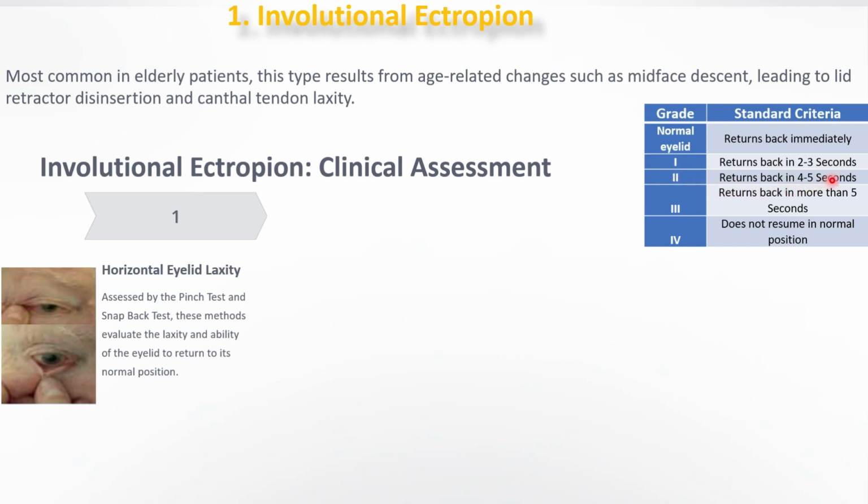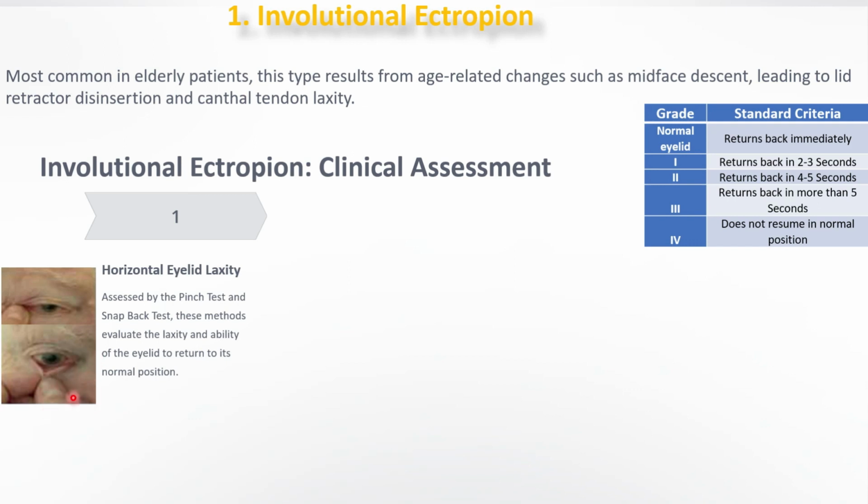When it returns back in 4 to 5 seconds, it will come in grade 2. When it returns back in more than 5 seconds, it comes in grade 3. And if the eyelid does not resume in normal position, that comes in grade number 4. So friends, the snapback test is a technique that can be used to grade the lower lid laxity. It allows to evaluate the tone of the orbicularis oculi muscle.